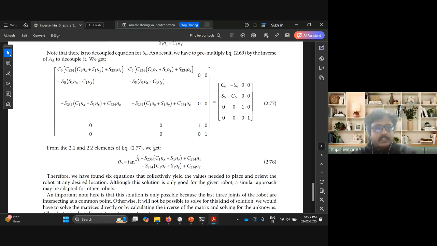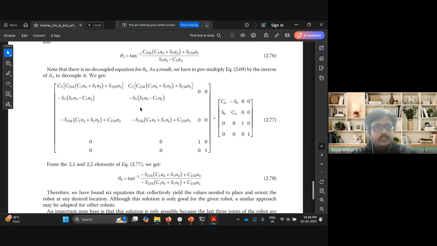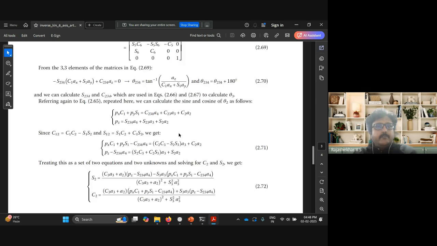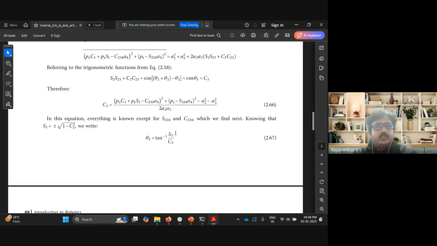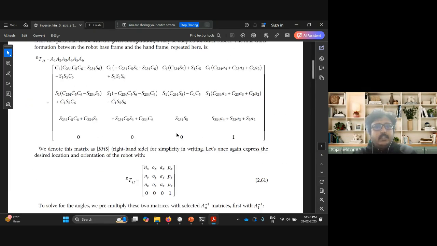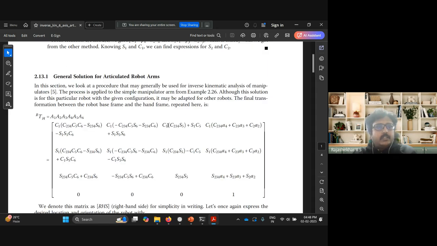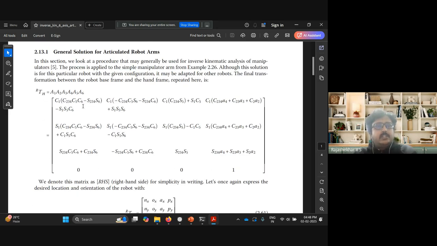And finally, theta 6. This can be done by modifying the equations accordingly, which you can see on the screen, equation 2.77, and you can get theta 6. This kind of thing is a little tricky, but you need to observe which equations can be taken and which can be solved, so that we can get the required result. But nowadays, since we have AI helping us out, we can ask the AI to do the math for you.